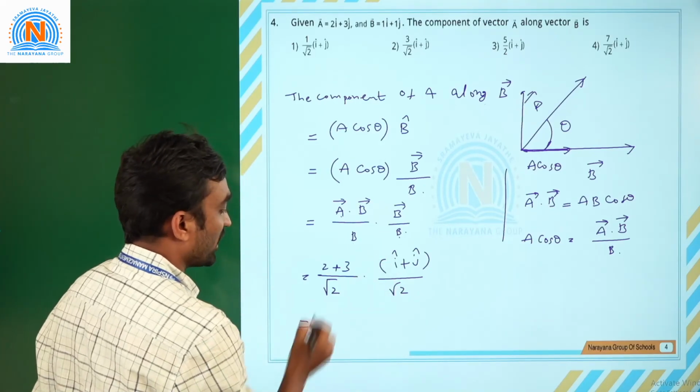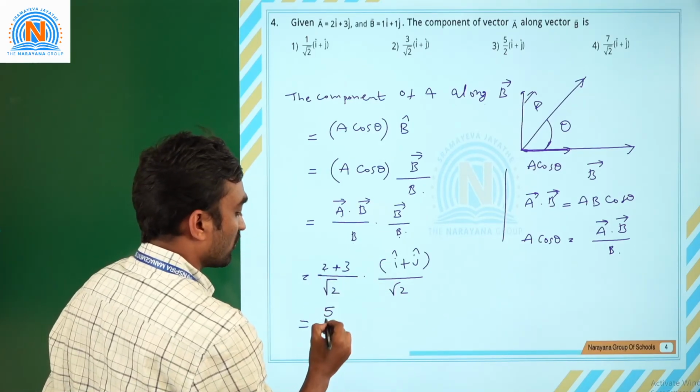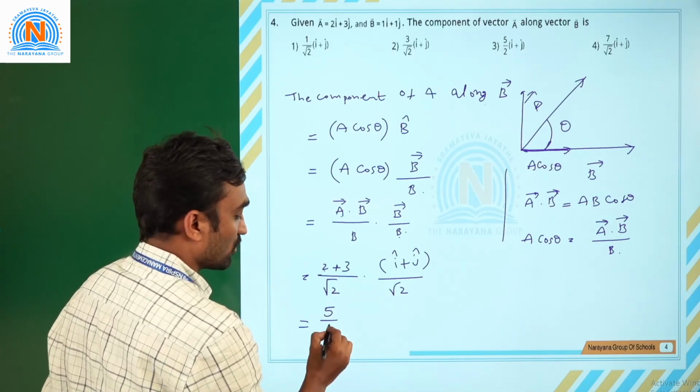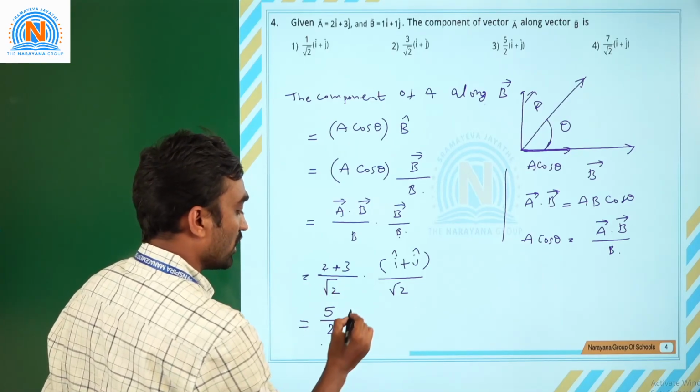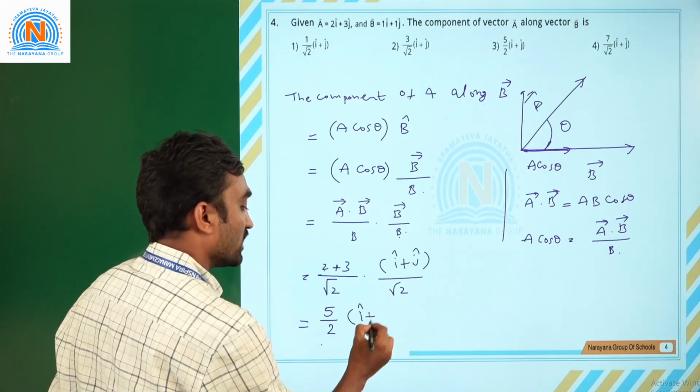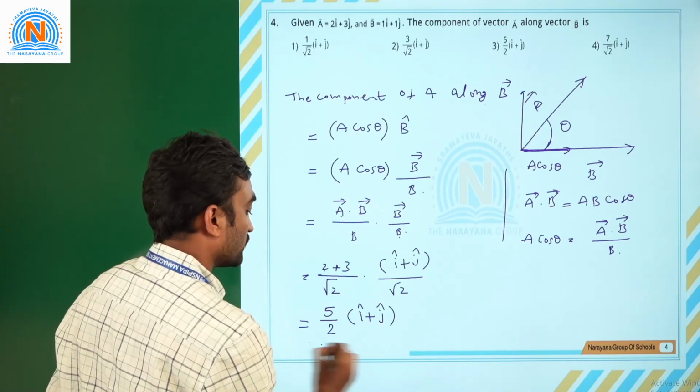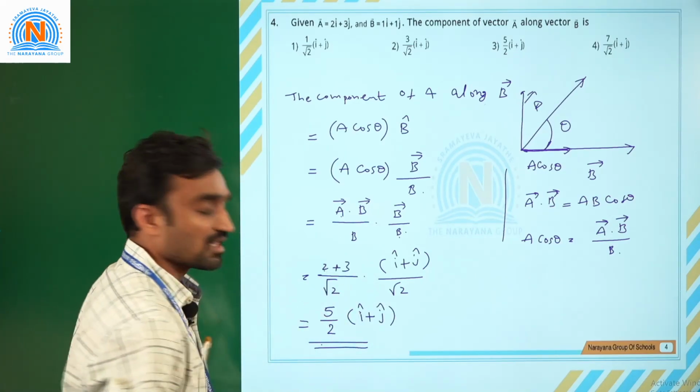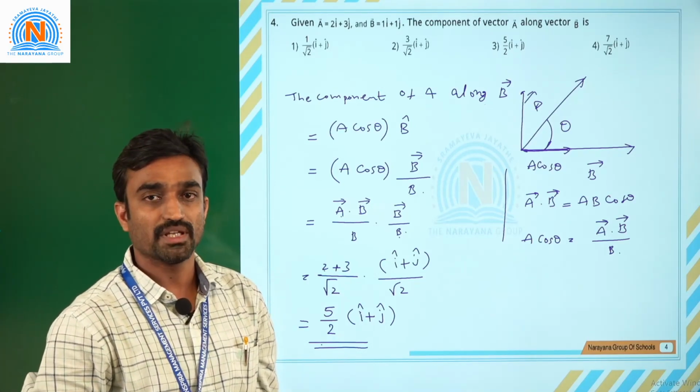Now finally simplifying, we get 2 plus 3 is 5, over root 2 into root 2, root 2 whole squared, which gives you 2. Now this is i cap plus j cap. So this is our answer. This is the component of a along b.